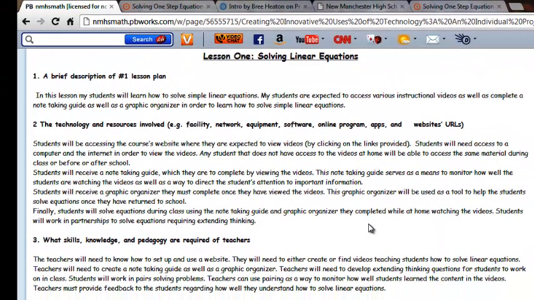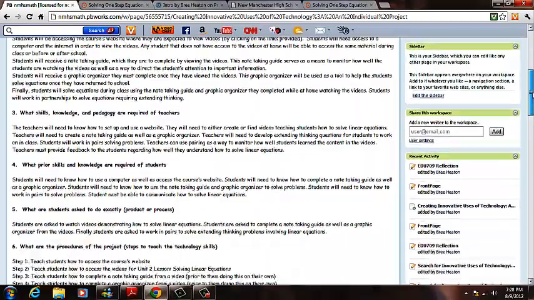So the very first lesson, all that they are doing is learning how to navigate to my website, download the 2 forms that they need to watch the videos with, watch the videos, and complete the forms. This way, when they come in the next day, they'll be able to ask questions and solve harder problems.